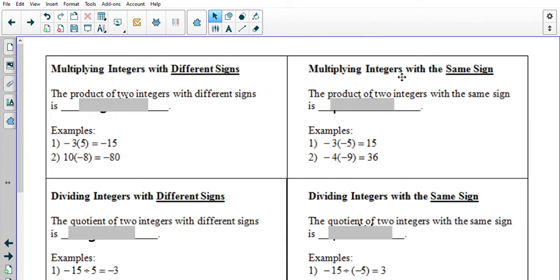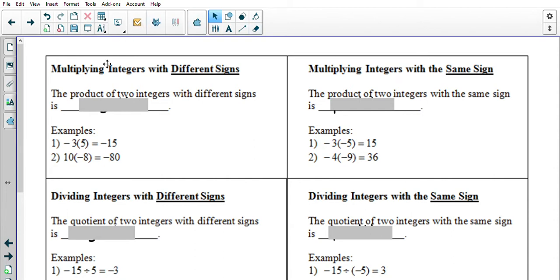Today's video is going to focus on the lessons 2.4 and 2.5 guided notes on multiplying and dividing integers. This first video from these guided notes will cover problems 1 through 34. The second video will cover problems 35 through the end of the guided notes. I believe it's question 44. So let's begin by talking about our rules for multiplying and dividing integers.